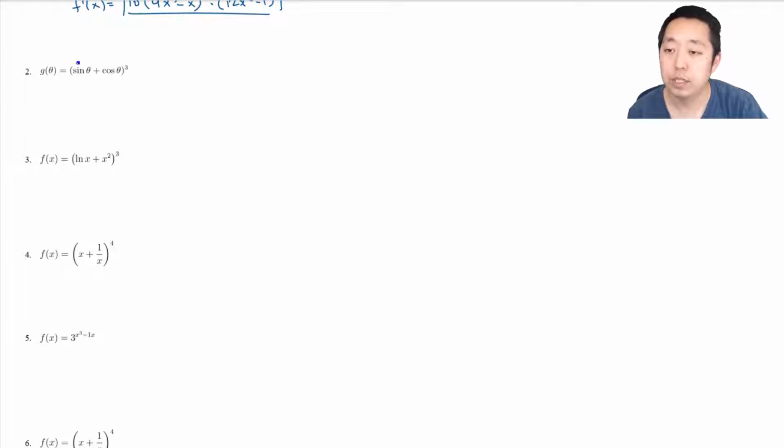How about this one? Here the outer function is cubing, so when I take the derivative, I'm going to do 3, leave the inside alone. And then after I've done the power rule, I take the derivative of the inside, because the inside is not theta in this case. Derivative of sine is cosine theta. The derivative of cosine is minus sine theta, negative sine theta.